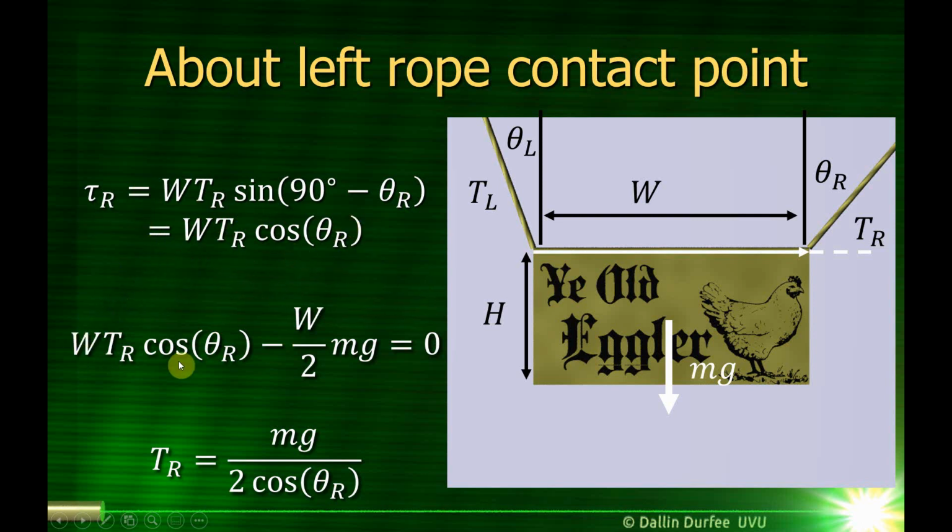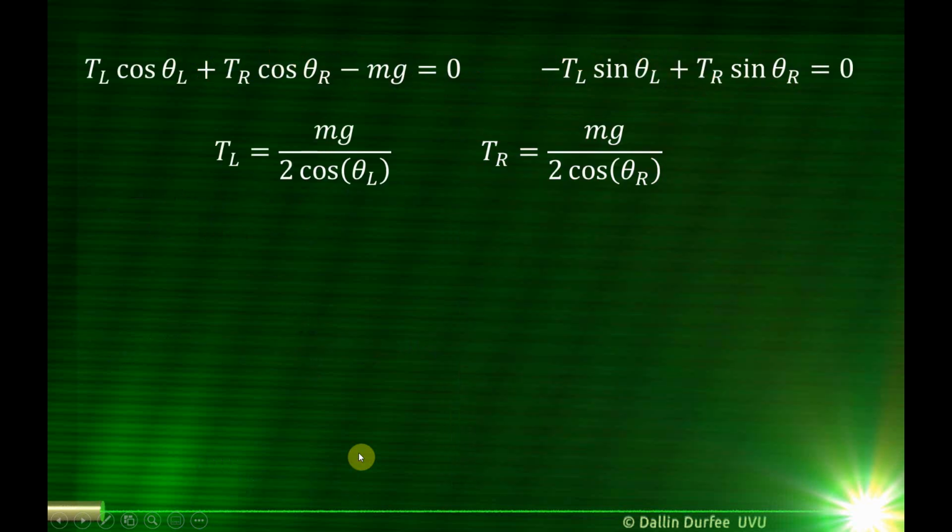And then we just say, well, that plus the torque due to gravity has to add up to 0. I solve that, and I get the tension in the right rope. Except I don't know theta R. We'll hold off for a minute. So here are the two, getting ahead of myself. Here are the two tensions that we found. Now we have to also obey the force equals 0 equations, right?